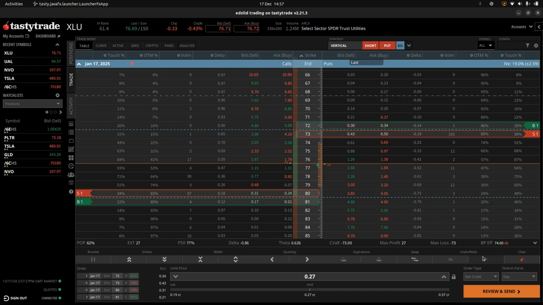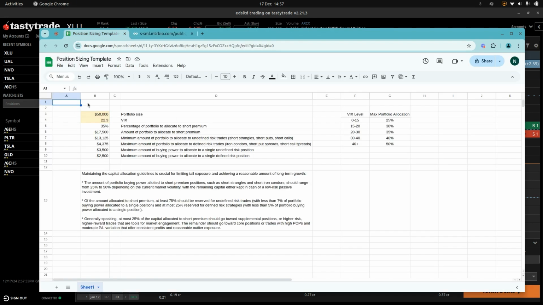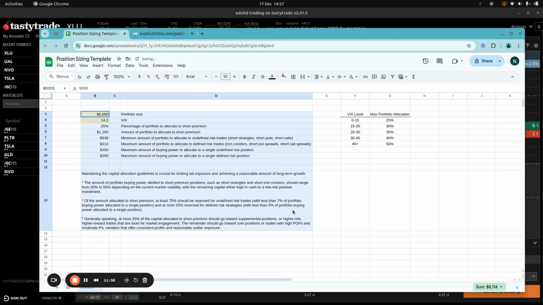However, one last thing I want to go over is how do you know how much buying power you should be allocating to your positions? Well, to figure that out, we've got a free position sizing template. Link is in the description. Just click on this button. And the way that the template works is you enter in the size of your portfolio, and then you enter in whatever the current VIX level is, and everything will then be automatically calculated for you.